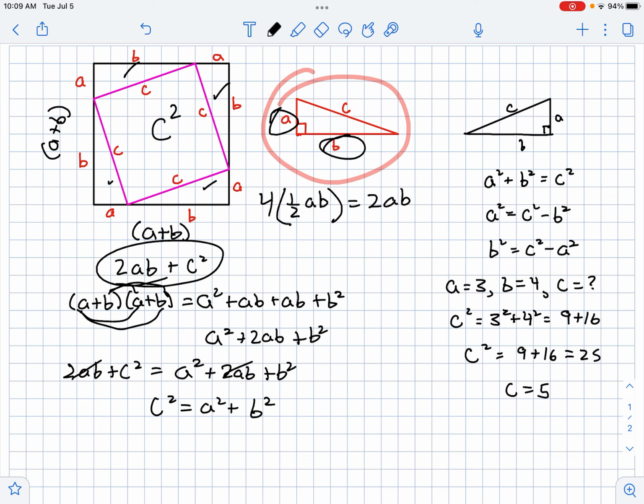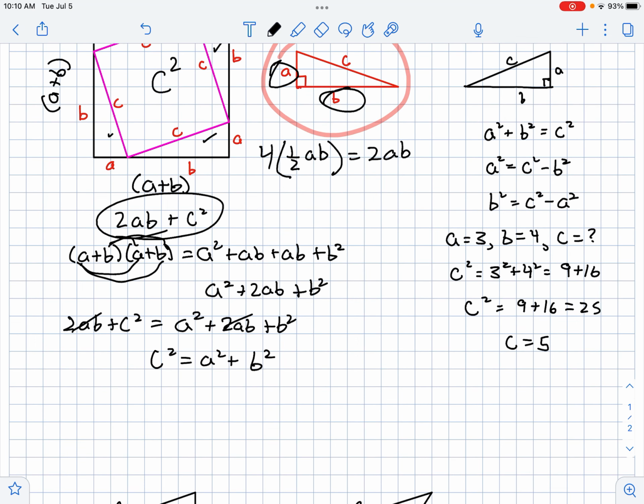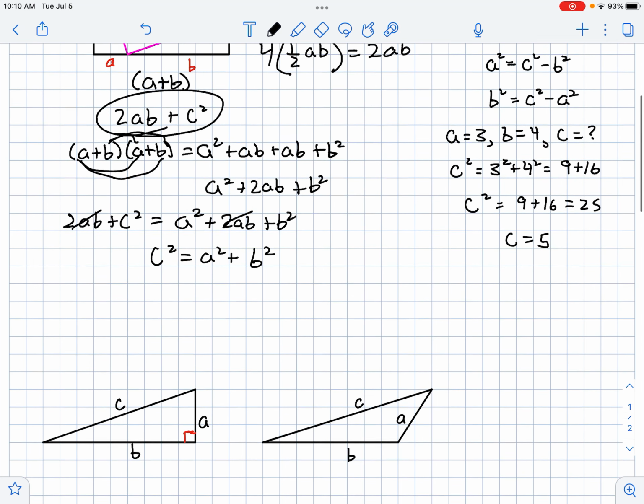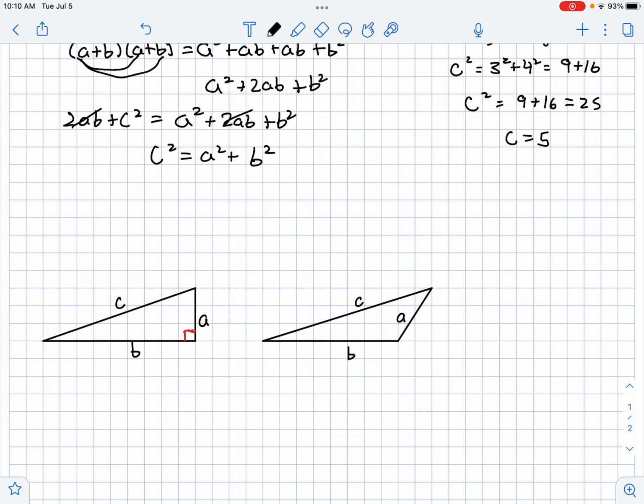Now, let's suppose that you have a situation where c squared does equal a squared plus b squared for just some triangle. And you're wondering, does that mean that triangle is a right triangle? In other words, the longest side squared equals the sum of the squares of the other two sides. Well, we already know it works for a right triangle. Here we've got c squared equals a squared plus b squared for this triangle right here.